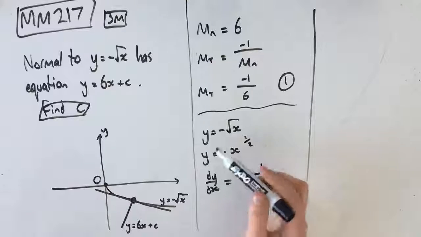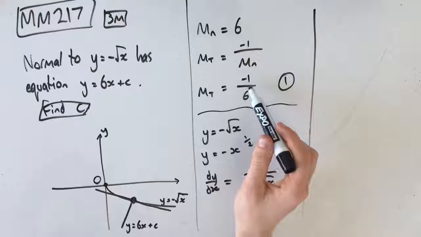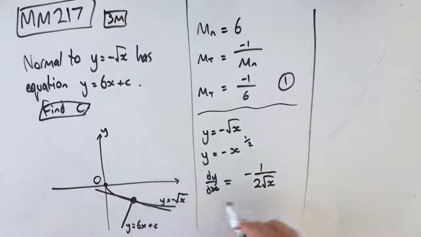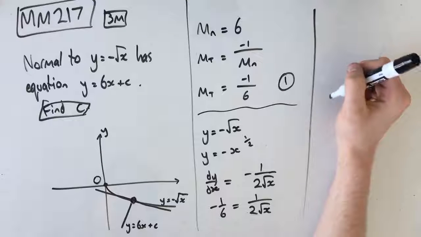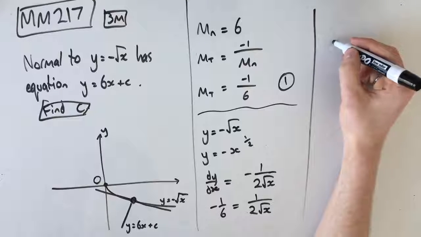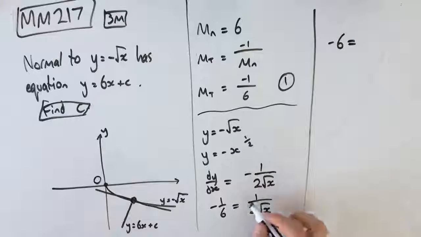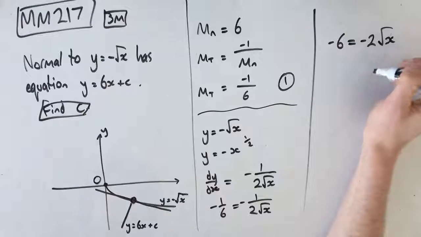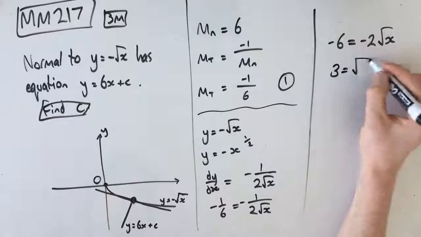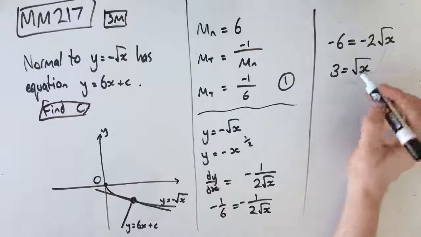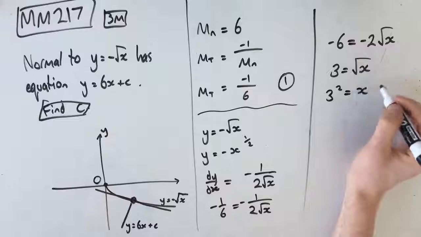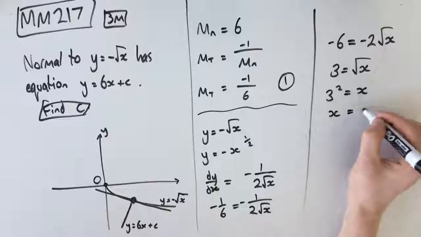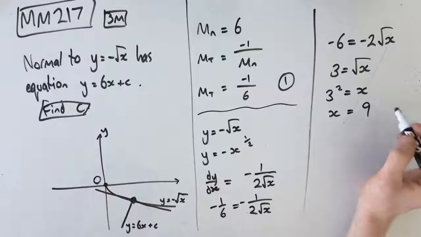Now we know that the derivative or the gradient of the original function is -1 on 6 at the point that we're looking for. So we can sub that in for dy/dx and say that -1 on 6 is equal to -1 on 2 root x. And then from there we can just rearrange and find x. So from here we get -6 equals, oh sorry, this is a negative, -6 equals -2 root x. Dividing both sides by -2, we get 3 equals root x. And then we can just square both sides to get 3 squared equals x, which means that x is equal to 9. Awesome. This is our second mark.